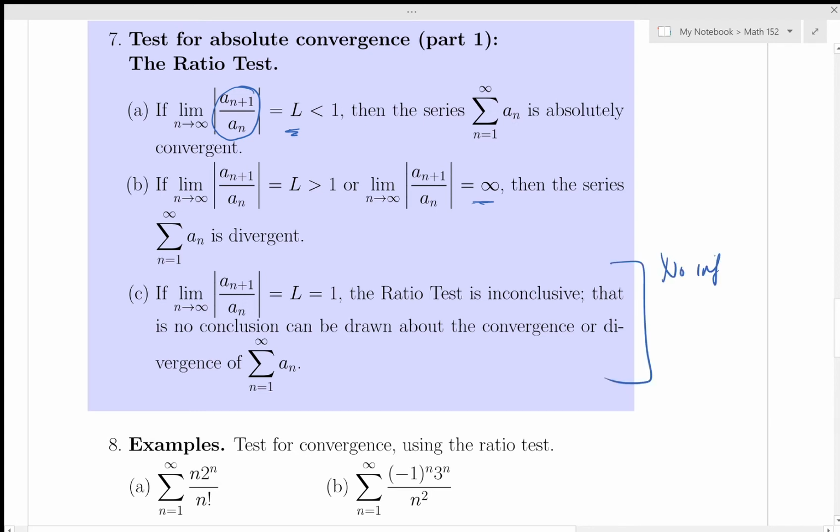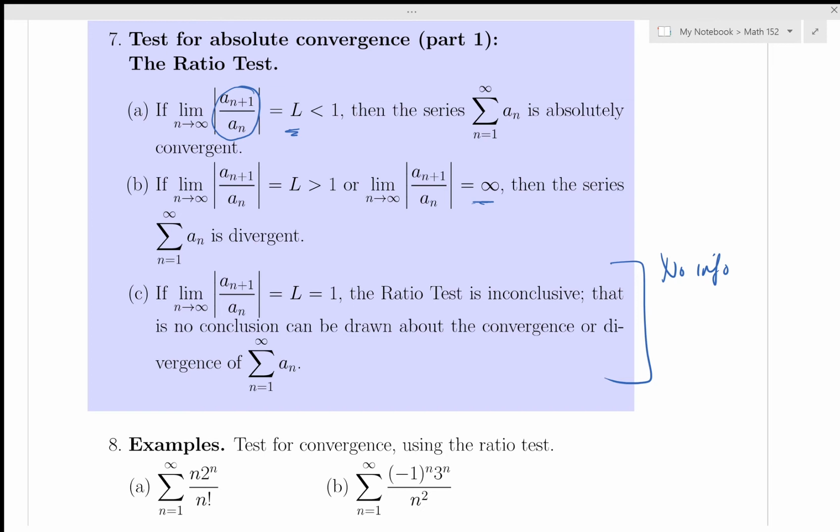Do not draw any conclusion. So you get an answer of 1. The ratio test is inconclusive. No evidence is being gleaned. You have merely taken one more limit in your life, and you've gotten better at taking limits, but you haven't gotten any information about your series.